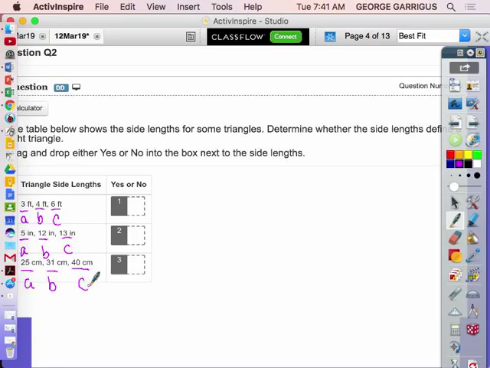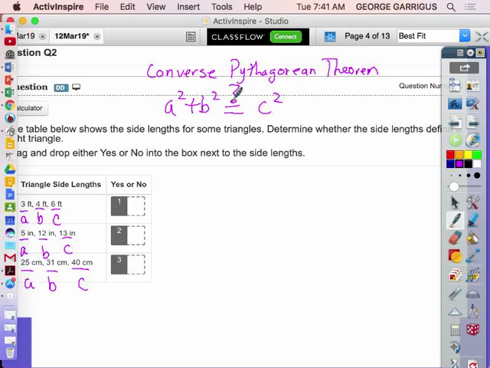Determine whether the sides define a right triangle. So, in order for something to be a right triangle, we do the converse, which is still just the Pythagorean theorem. We are still just doing the Pythagorean theorem, and we're just asking ourselves if a squared and b squared equal c squared. If that's true, then yes, you have a right triangle. That's it. So here we do it.